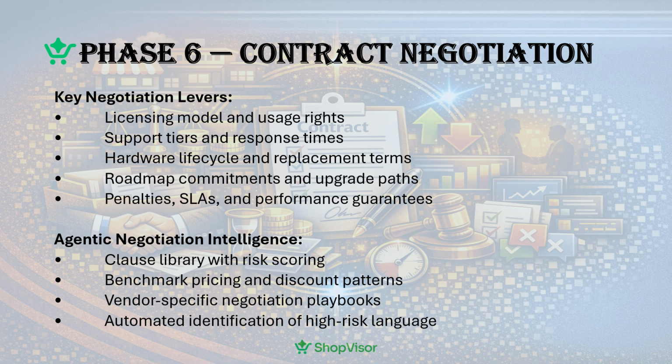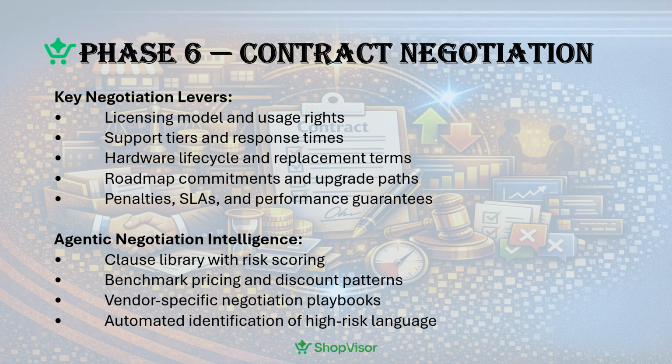So in phase 6, you get into now contract negotiations. Key negotiation levers. Well, the licensing model and usage rights. What are the support tiers and response times? How quickly do they respond to a problem? What's the hardware life cycle and replacement terms? What happens if your printer runs out or breaks? Roadmap commitments and upgrade paths. Penalties, service level agreements, and performance guarantees.